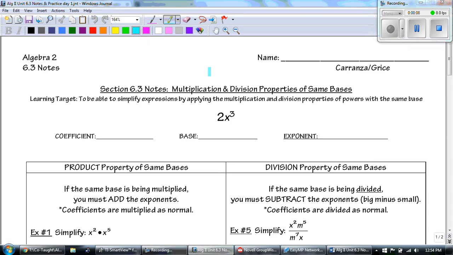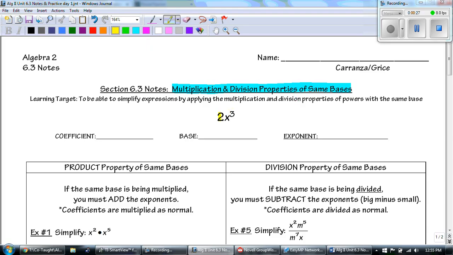Today we're going to be talking about multiplication and division properties of same bases. Our learning target today is to be able to simplify each expression by applying the multiplication and division properties of powers with the same bases. So let's go over some basic stuff first.